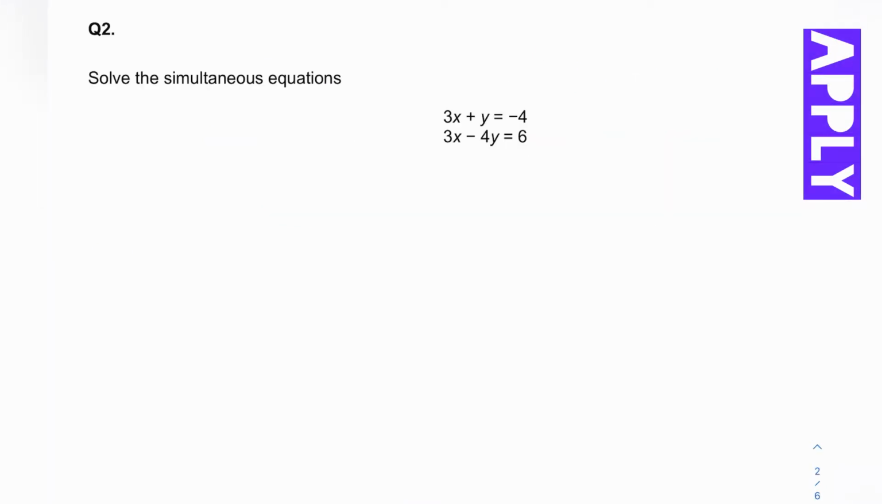Pause the video now and have a go at this second question. So again, we're having a look at which coefficient is the same. We can see the coefficient of x is the same in this question. So now our next step is to work out whether we need to add our equations together or subtract. Because the signs in front of the x's, the 3x's, are the same because they're both positive, that means we need to subtract them.